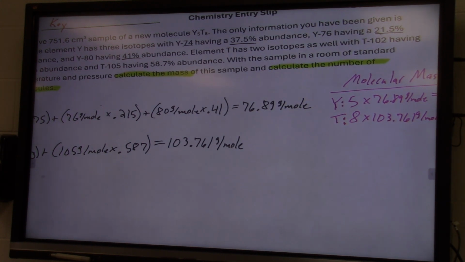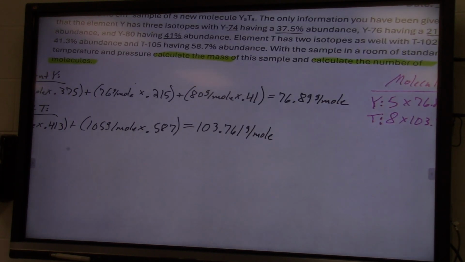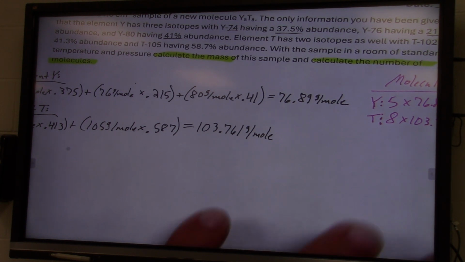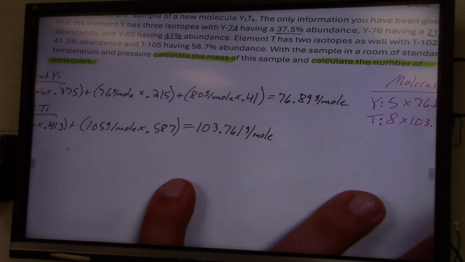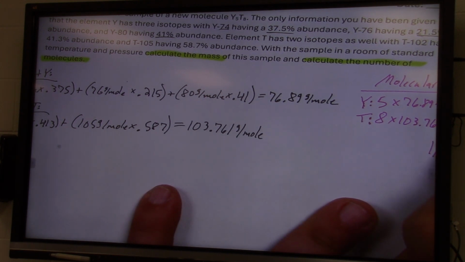So 5 times 76.89 is 384.45 grams per mole. Then 8 times 103.761 is 830.088 grams per mole. Add these two together. You get 1,214.538 grams per mole.